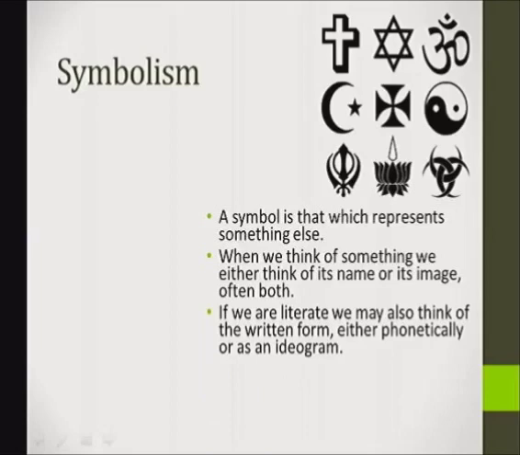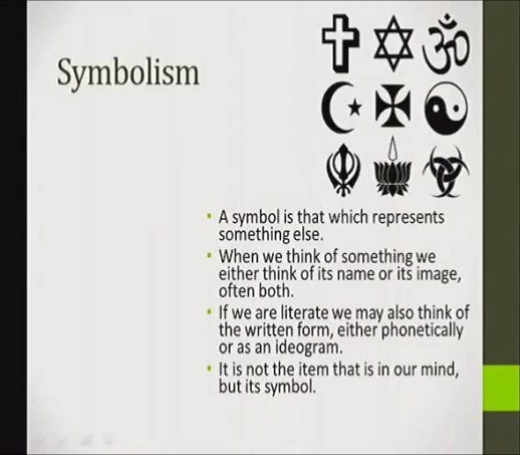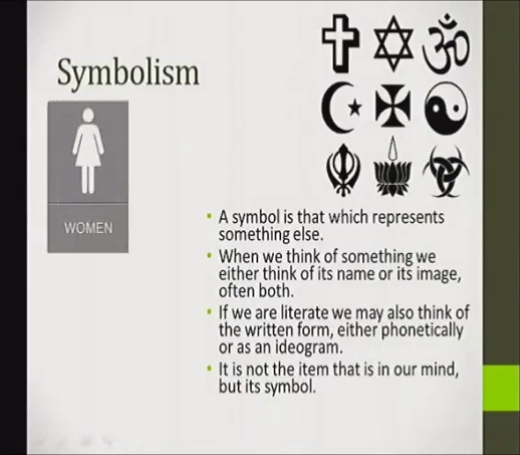Now, if we are literate, then we are oftentimes thinking of the written form. And writing has taken on two forms around the world. There is either the ideogrammatic form. For example, Chinese writing is written in ideograms. They are symbols, and you have to have an alphabet of over 2,000 characters. Or phonetically, where a symbol represents a sound. In our alphabet, I think we have 26 letters, coming from the Chaldean and Phoenician alphabets of 22 letters. The thing is, it's not the item that's in our mind, it's the symbol that's in our mind. Know that symbol? It's very helpful when you're out in a public place.